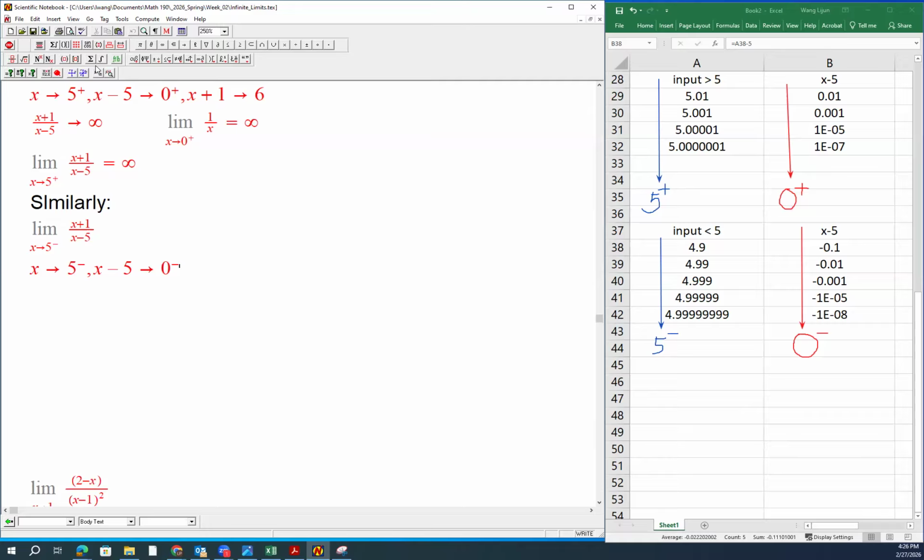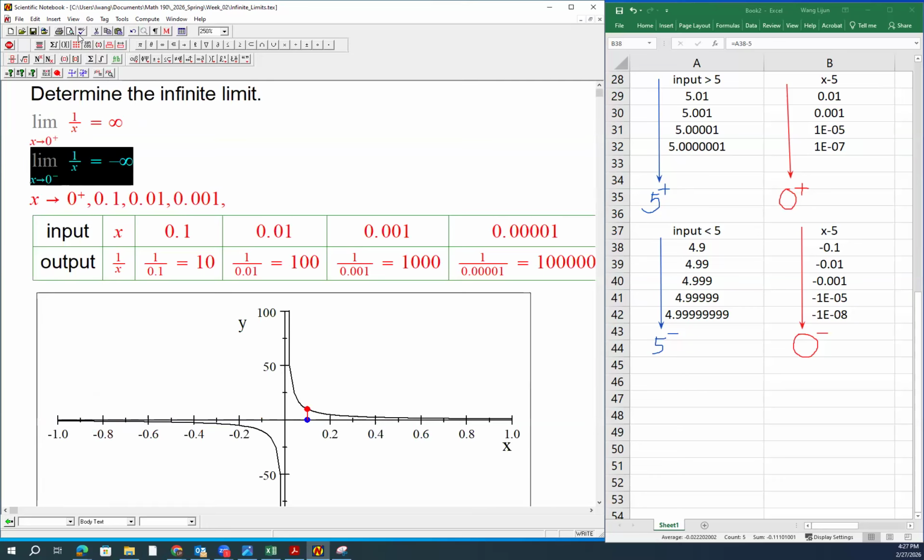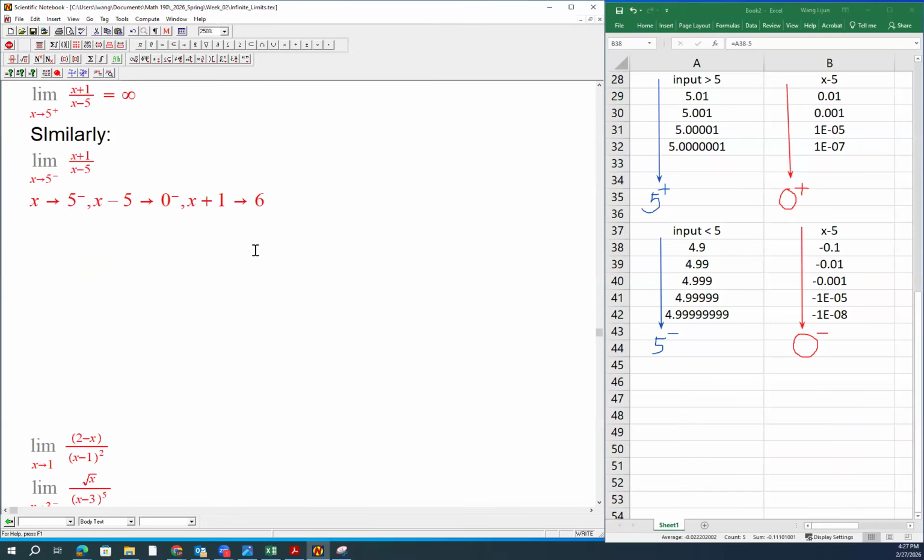And now, once again, the numerator in this case, x plus 1, is still approaching 6. So the numerator is a finite number. The denominator approaches 0 from smaller than 0. And the process that we described above will be relevant as a comparison. They're not exactly the same, but they're comparable. So similar to that.